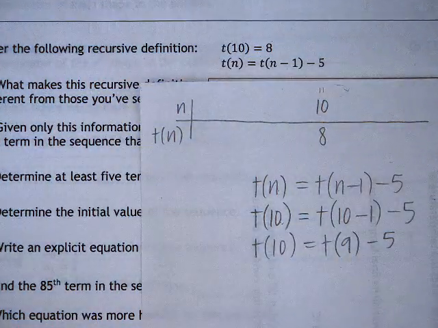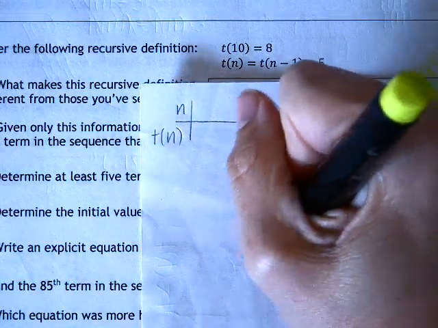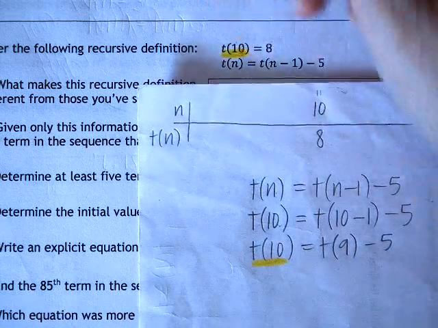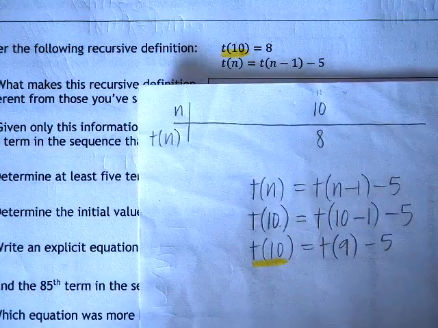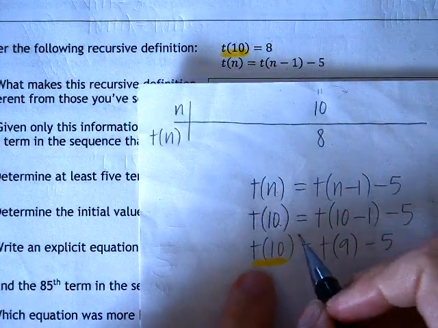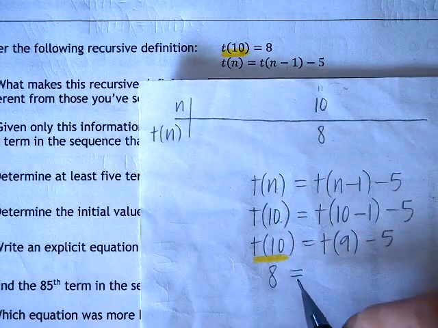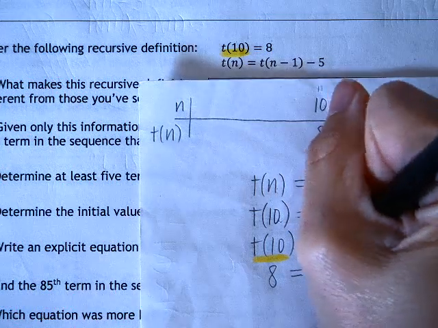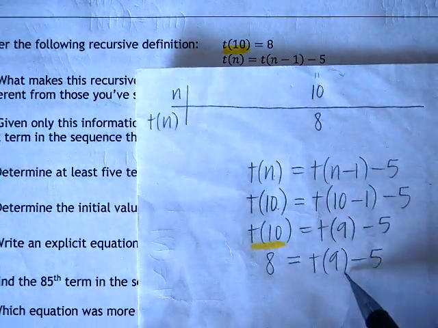And I'm looking at this again, asking myself, wait, hold on. I know something here. T of 10. We know something about t of 10. T of 10 equals 8. They told us that in the original recursive definition. That's a fact. The 10th term is 8. I'm going to substitute the expression t of 10 with the number 8 because that is a legitimate substitution I can make. And now that I look at it, I'm saying to myself, hey, wait a minute, t of 9.